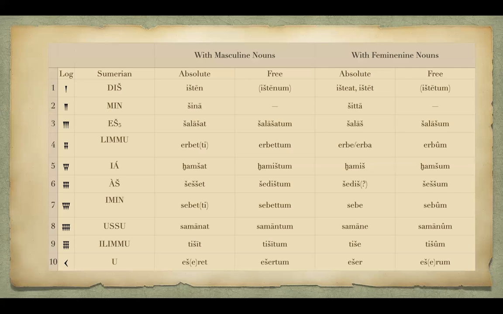If you just look at the left here, number one, Ishtain is just a mark down. Shina is just 2 marks down. Shlashat is just 3 marks down. 4, Erbet is just 2 and 2. Khamshat, 3 and 2. Sheshet, 3 and 3. Sabet is 4 and 3. Samanat is 4 and 4. Tishit, 9 is 3, 3 and 3. And 10 is U. And it's interesting. Let's just talk about some of these really quick.